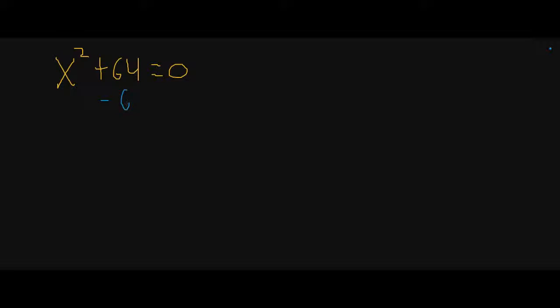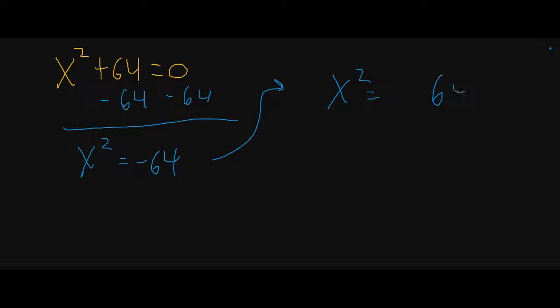We subtract 64 from both sides, and we get x squared is equal to negative 64. Now, I'll go ahead and write it up here. We have x squared is equal to negative 64. What we want to do now is take the square root of both sides. And when we take the square root of both sides, this was my favorite mistake: don't forget to put your plus or minus. So we need to put the plus or minus.